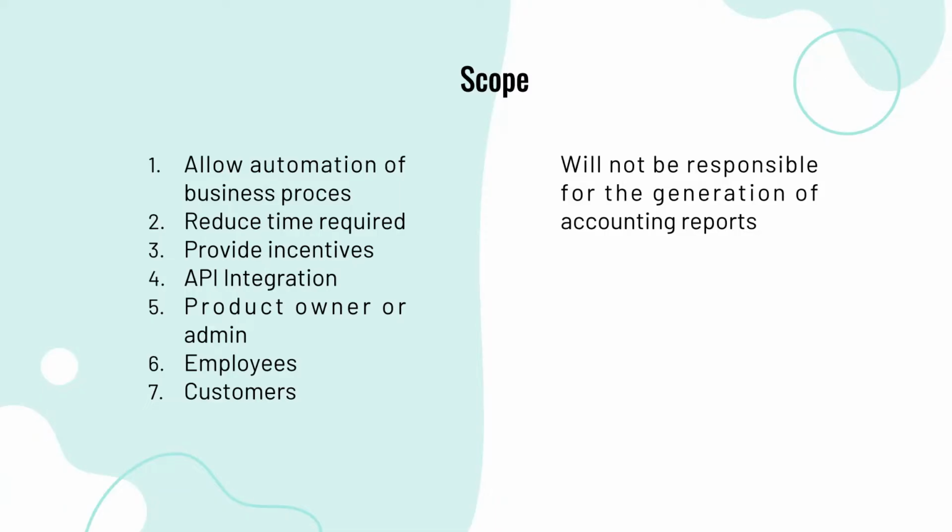Next, these are the scopes of EcoCare. EcoCare will include automation of the business process, reducing the time required for the business process, providing incentives to the customer, and API integration for the existing systems. Next, the users of the application will be the product owner or admin, employees, and customers. What EcoCare will not do is provide accounting services, as EcoLead will have their own accounting service.